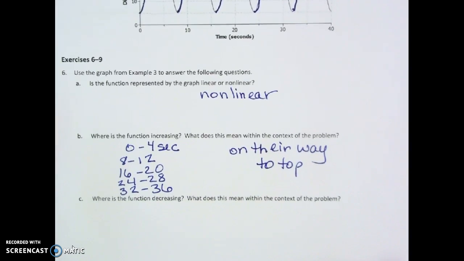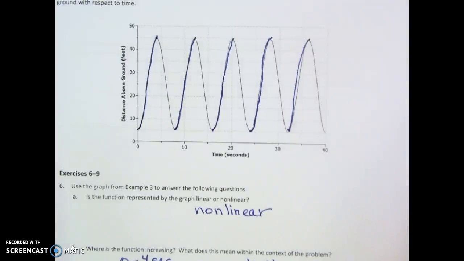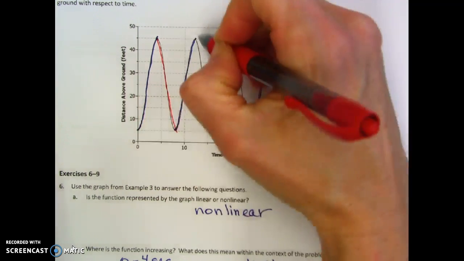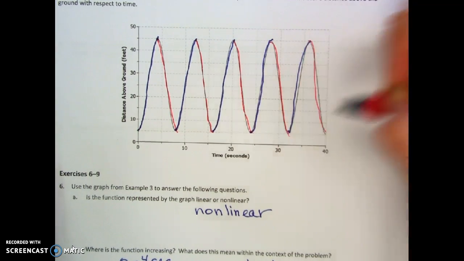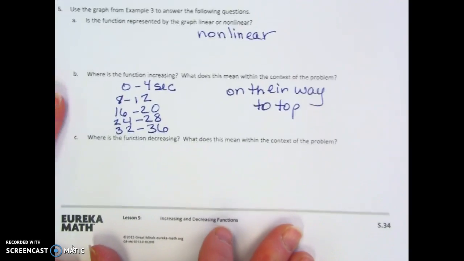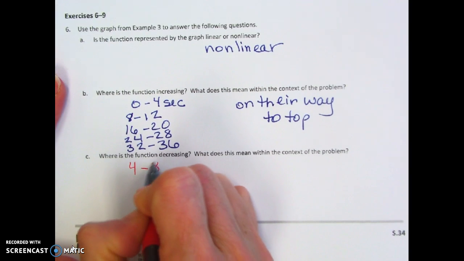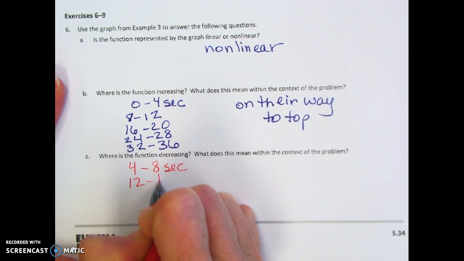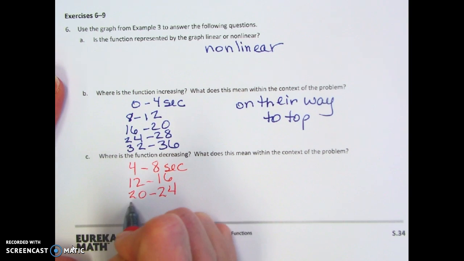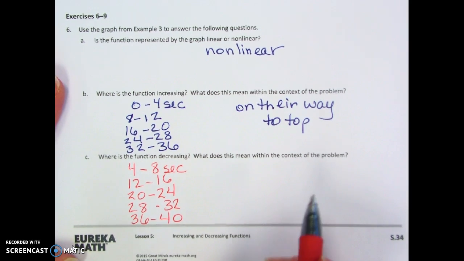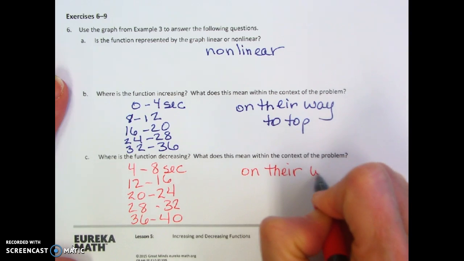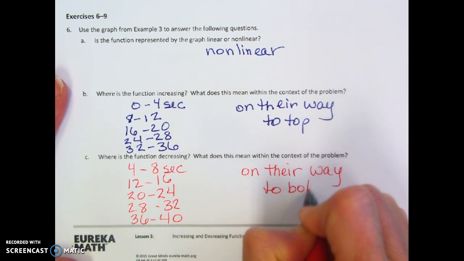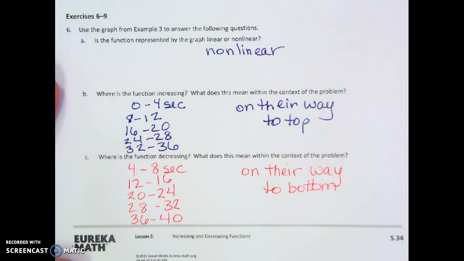Now the next part wants to know, where is it decreasing? Well, it's going to be decreasing from here to here on each one of these. So if we want to list those, it's decreasing from 4 to 8 seconds, and then from 12 to 16, 20 to 24, 28 to 32, and 36 to 40 seconds. What's happening as far as the problem goes on this? They are on their way to the bottom. Okay, you're on the downhill part of the Ferris wheel.